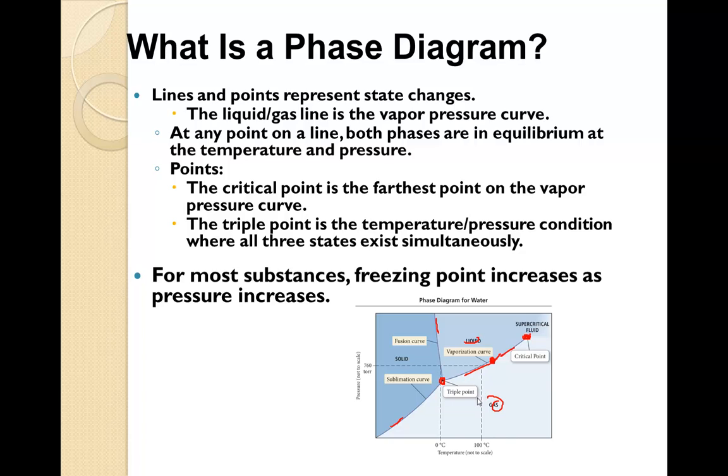For most substances, the freezing point increases as the pressure increases. So as the pressure goes up, the amount of heat required to change it from a solid to a liquid will also go up. This phase diagram is specifically for water. It's an exception. While most points go up this way, water actually arcs back.